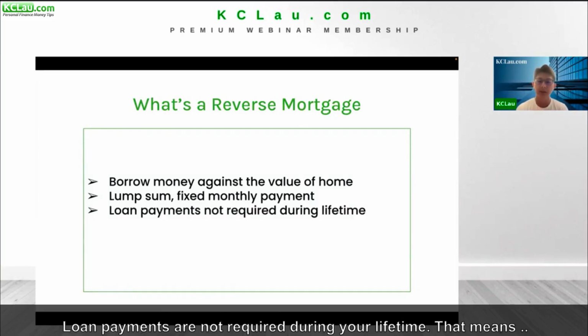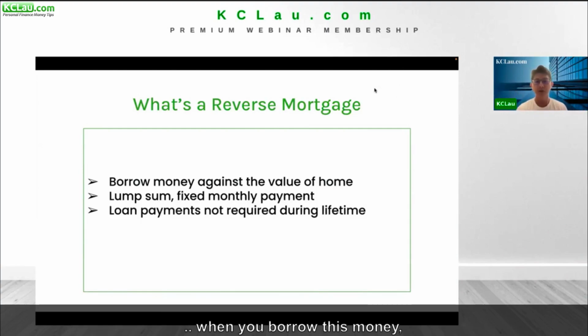Loan payments are not required during your lifetime. That means when you borrow this money, you don't have to pay. You don't have to pay back. Okay, so that's why it's called reverse mortgage, right? You don't have to pay back.